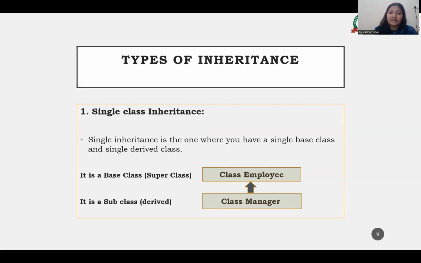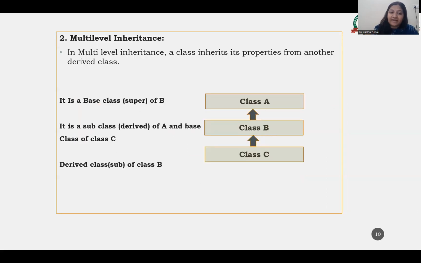The second type of inheritance is multi-level inheritance. What is multi-level inheritance here? Here you can see the base class of B. It is a subclass derived from A, and the base class of C and derived class of class B. Multiple inheritance is the feature of C++ where a class can inherit from more than one class, that is, one subclass is inherited from more than one base class.